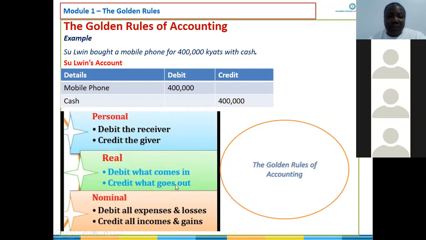The reason why it is so: for example, for the personal account, why is it that we debit the receiver and credit the giver? In the real account, why do we debit what comes in and credit what goes out? And then the nominal account, debit all expenses and losses and credit all income. So we are going to explain what exactly is a personal account, what exactly is a real account, and what exactly is a nominal account. Then it will be clear to us.